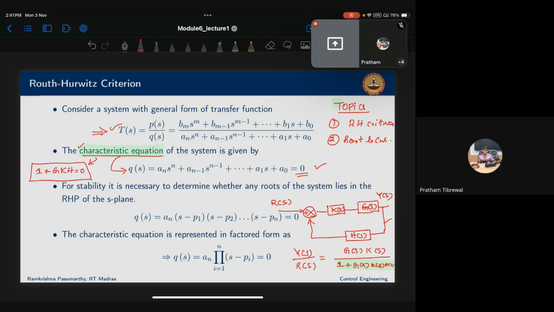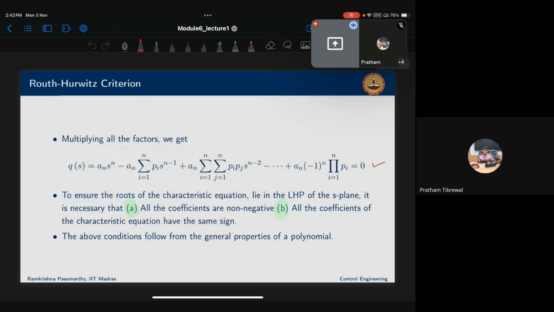Once you have this polynomial equation, you can write the polynomial by finding its roots, where the roots are p1, p2, p3. You can write them as s minus p1, s minus p2, etc., equal to 0. You can write this in the factored form like this. Once you expand this expression, you'll get something like this.